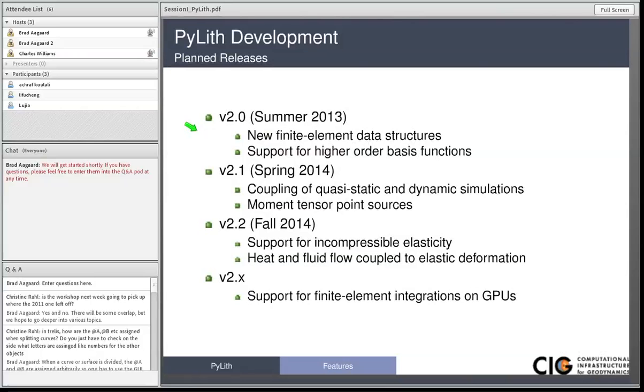So here's our rough timeline. We think our version 2.0 will be out later this summer, with version 2.1, the coupling, in either winter or spring of next year. Then in all of 2014, probably October or November, we would have support for incompressible elasticity and our initial multi-physics aspects of heat flow and fluid flow coupled to elastic deformation. And then longer term, we'll look at additional features, including finite element integration on GPUs. So to accelerate our solutions even further, make use of the graphics processors on people's computers.